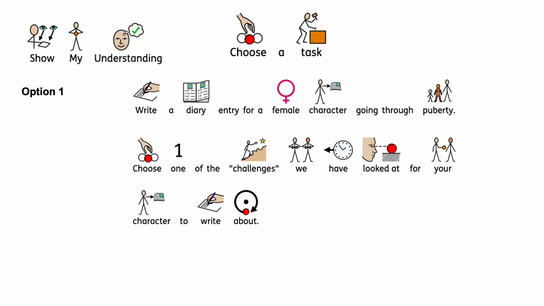For the next task, this is where you choose an activity to complete. Your option 1, the first option, is to write a diary entry for a female character going through puberty. I would like you to choose one of the challenges that we've looked at on the previous task for your character to write about. On the next slide and in your student workbook, there is a writing frame that will help you to do this. You can choose to use this writing frame, you can choose to use parts of the writing frame, or you can choose to write your own sentences.